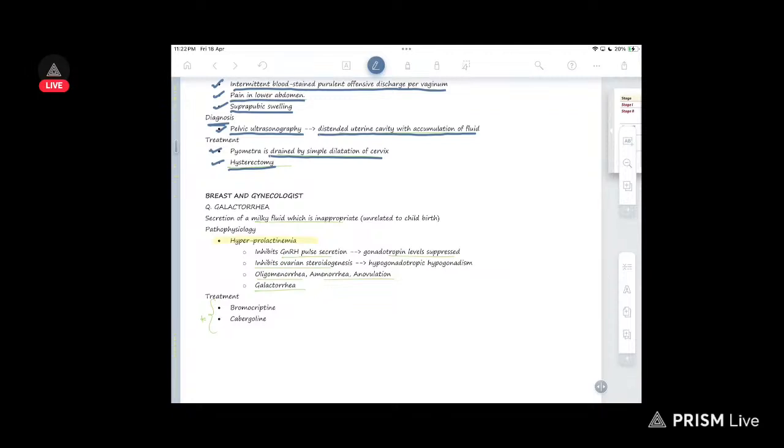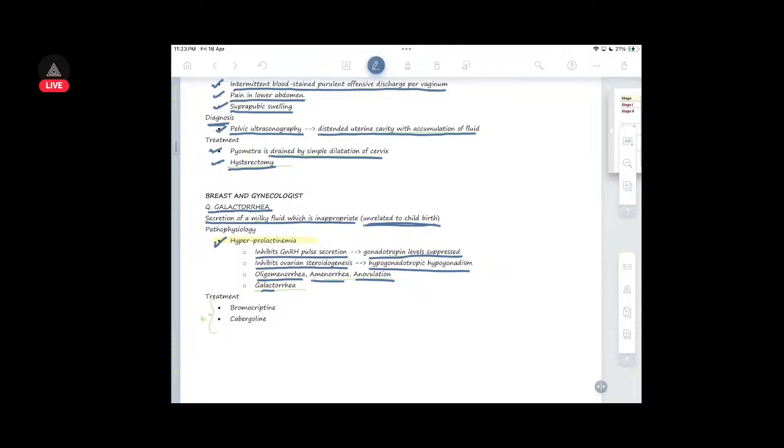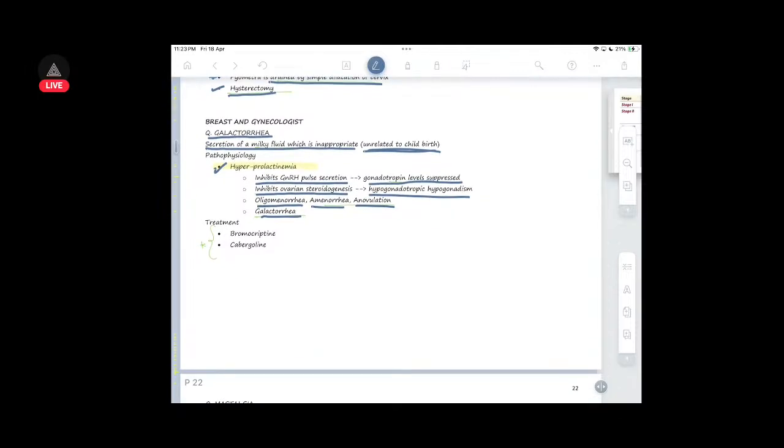Then breast and gynecology: you have galactorrhea, which is secretion of a milky white fluid, which is inappropriate, unrelated to childbirth. Pathophysiologically, it is caused due to hyperprolactinemia, which inhibits GnRH pulse secretion. Gonadotropin will be suppressed, inhibits ovarian steroidogenesis, hypogonadotropic hypogonadism. You will have amenorrhea and anovulation. And the first main important thing, you will have galactorrhea, hyperprolactinemia.